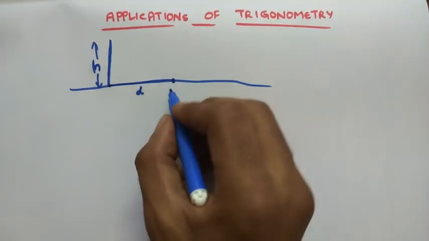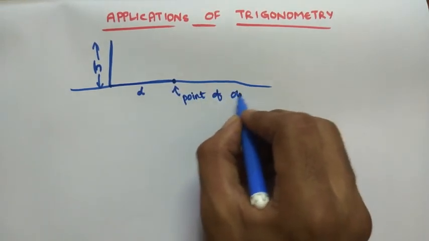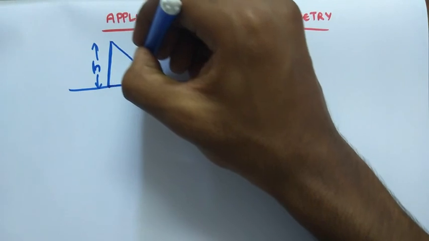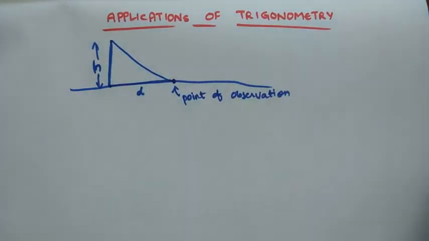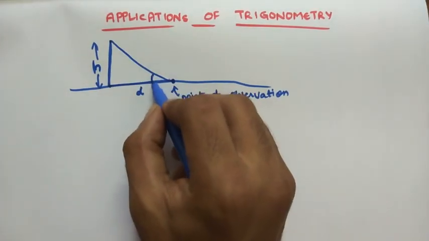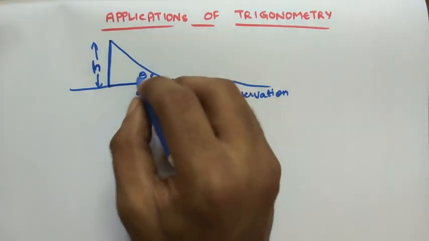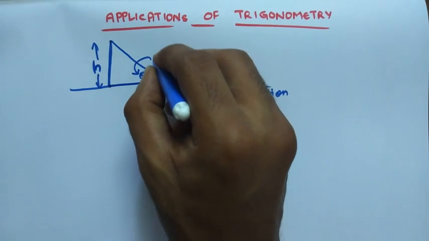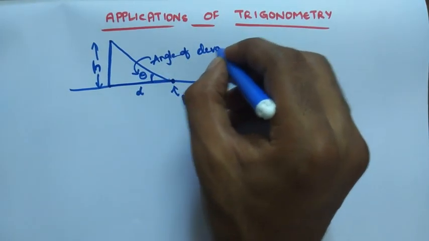So this is the point of observation, and this point of observation is on the ground. From here I'll join the tip of the tree and this point of observation. See here, there is an angle formed here. We can measure this angle with instruments. So I'll call this angle the angle of elevation.